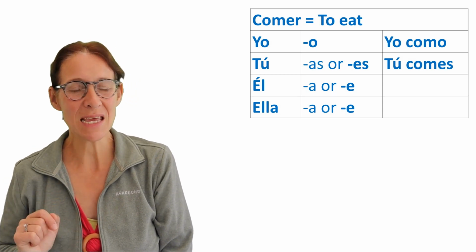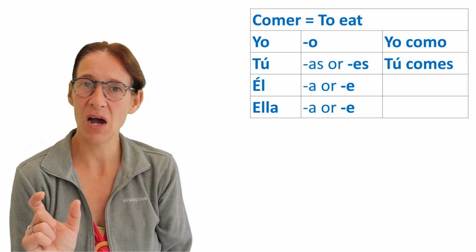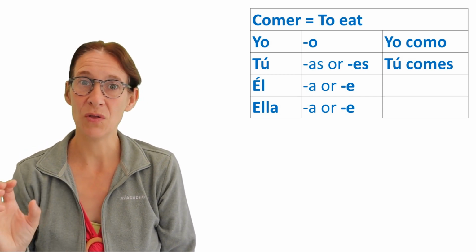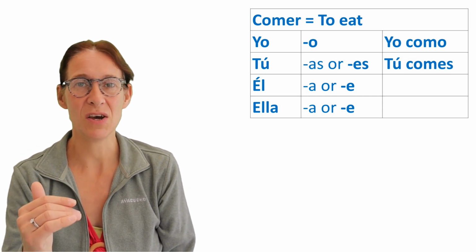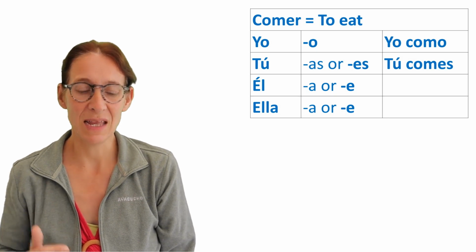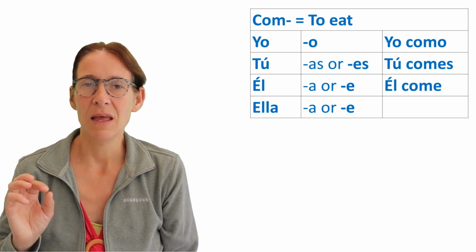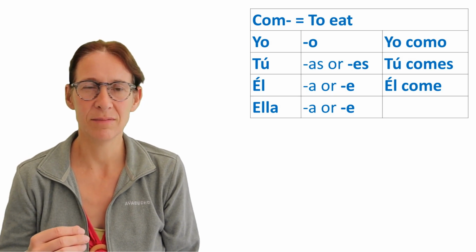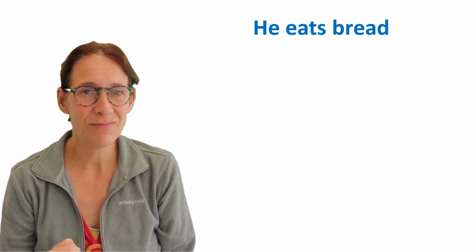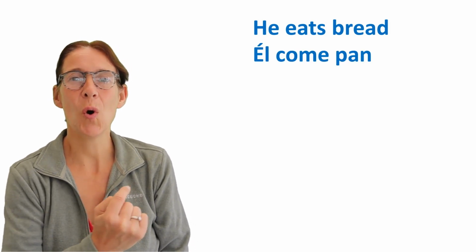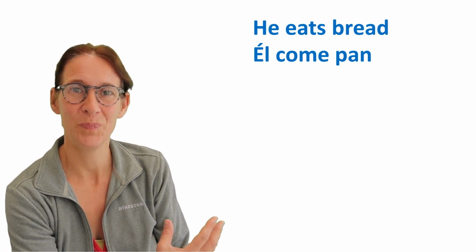And for he eats, we lose the ending, which is er, and then we put on the correct ending for he, which is e, because this is an er verb. Now, in English, we have the word come, and we don't hear that final e. In Español, we hear every letter. So it's él come. So he eats bread. Él come pan.